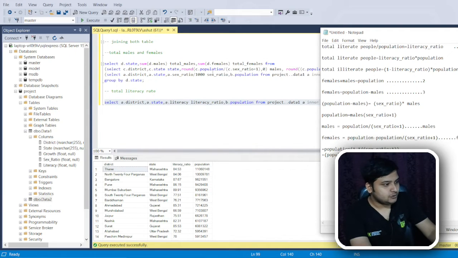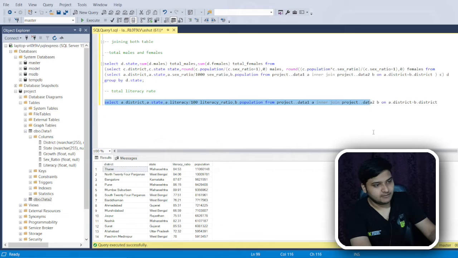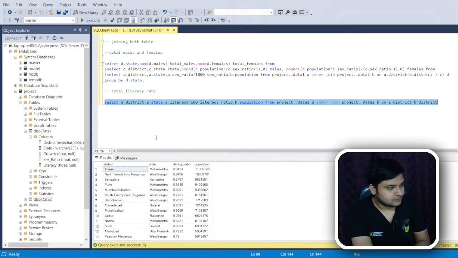Here also we would need to divide our literacy ratio by 100, because we are defining it in terms of 100 here. Earlier we were defining it in terms of 1000, according to the formula of the Indian census. So you can see we have got our equation here.